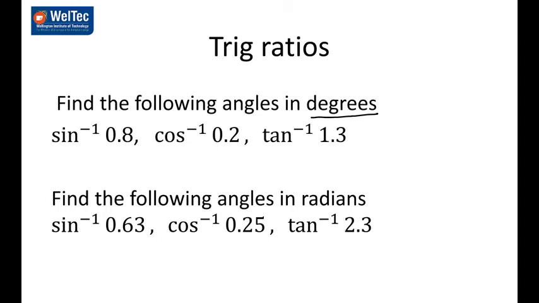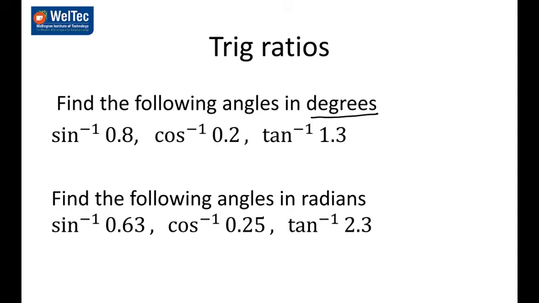The inverse sine of 0.8 is 53.13 degrees. The inverse cos or arc cos of 0.2, 78.46 degrees. The inverse tan or arc tan of 1.3 is 52.43 degrees.